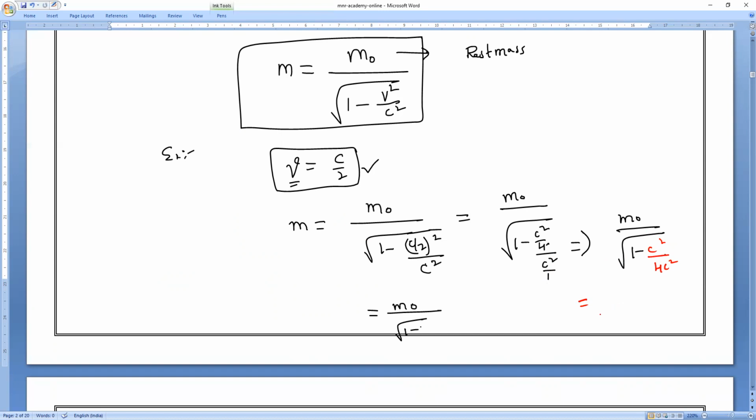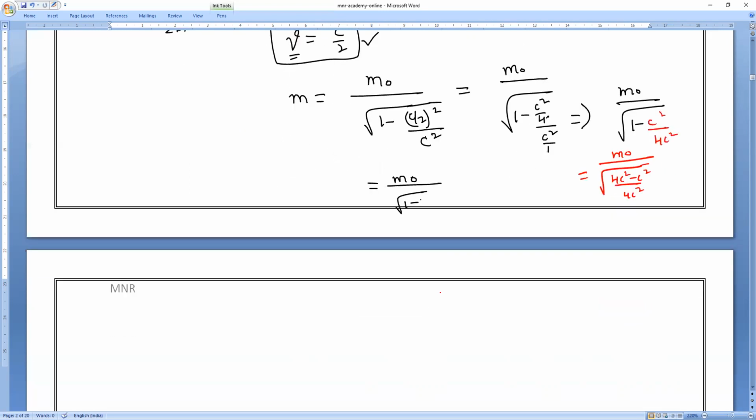Then what is the LCM? LCM is 4c square. So here only 1 is there. So 1 means I have to multiply with what? 4c square minus c square. Up to here, what will be there? m naught. Am I right? 1 minus 1 by 4. Shall we do it like that? c square will get cancelled. So that we can also do.